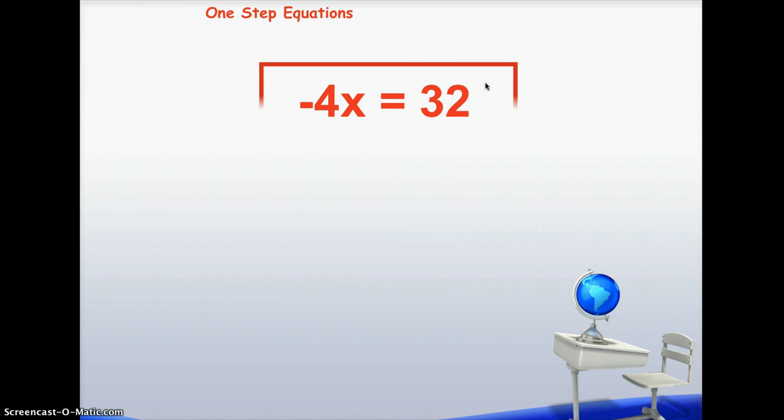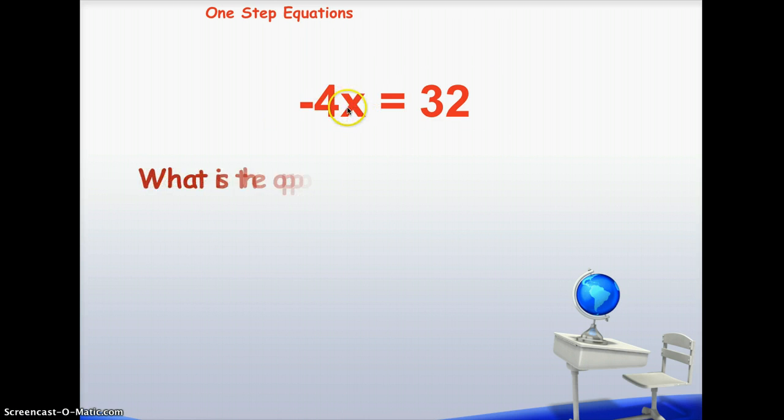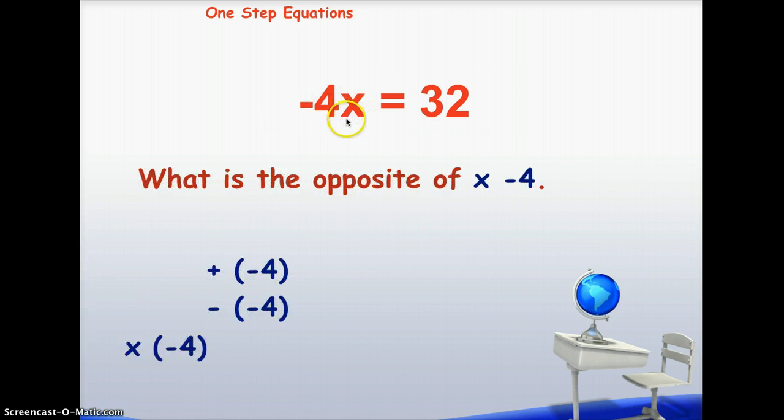Okay, so another example will be negative 4x equals 32. So I am incorporating integers here. Remember we're working it out as what is the number beside the variable? It's negative 4, and this is multiplication. So what is the opposite of times negative 4? Is it plus? Is it minus? Is it times itself? Or divide? Yes, that's correct. Divide. So we're dividing both sides by negative 4.